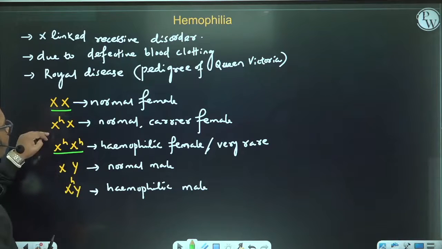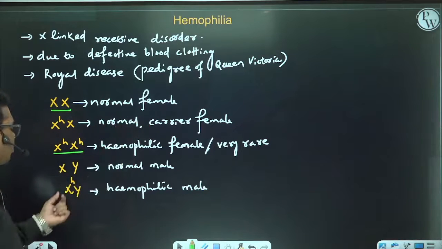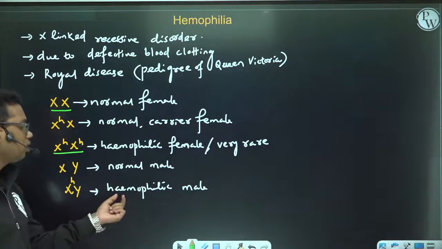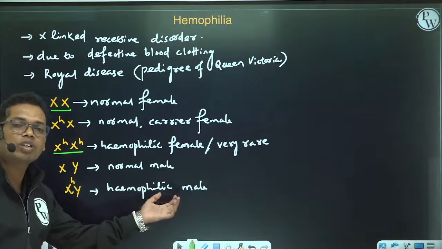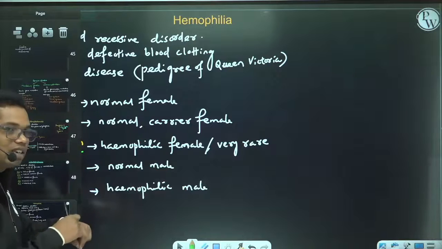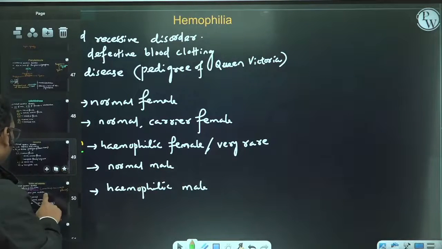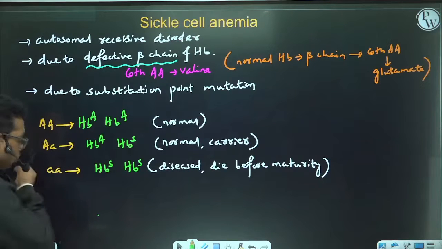And if the genotype is XHX, the female is normal but a carrier, and if the male is XHY, this is a hemophilic male, and this will not survive for a longer time period. If a small cut is given, it will die. Okay, now what about sickle cell anemia?